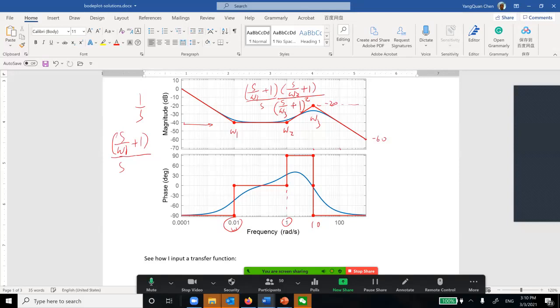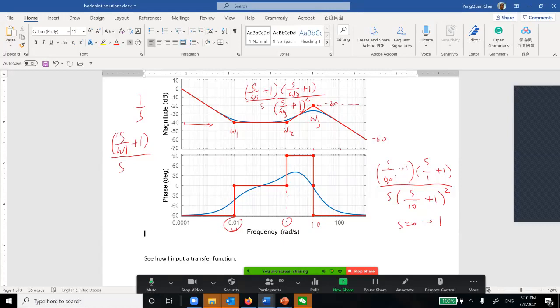So what I'm going to do is write S divided by omega-1, 0.01, plus 1. Then S divided by omega-2, which is 1. But I know there's an S in here. Then I have S divided by 10 plus 1, squared. But remember, if S is 0, then everything is 1. It should be 0 dB, but it is not 0 dB.